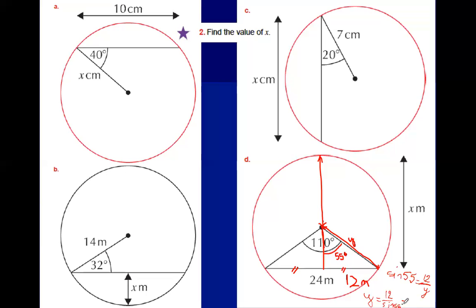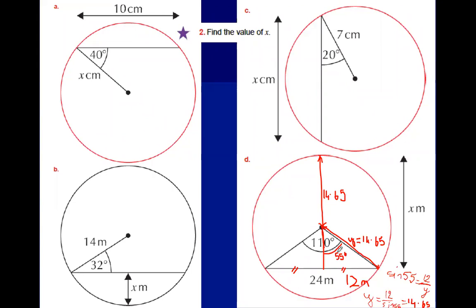So what is that? 12 divided by sine 55. What you do is you just times by y both sides, and then you divide by sine 55 both sides to use your balancing method. So 12 divided by sine 55, and the answer to that is 14.65, 2 decimal places. So I've got the hypotenuse, which is 14.65. And because it's the radius, I've got this as well, 14.65. So I've just used SOHCAHTOA, and I've got 14.65.